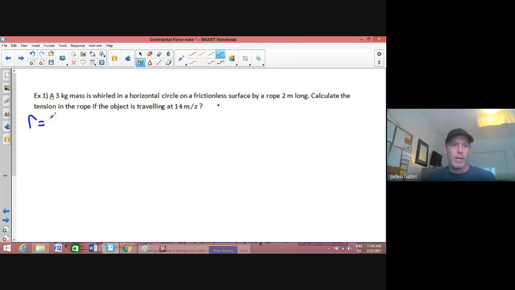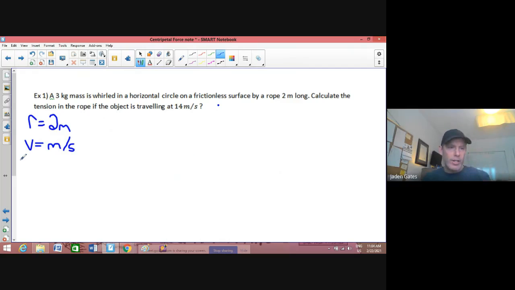All right. What do we want to calculate? The tension in the rope if the object is traveling at 14 meters per second. So I'm going to throw that down. Meters per second, I should say, not squared, that's acceleration. All right, now it wants the tension in the rope.